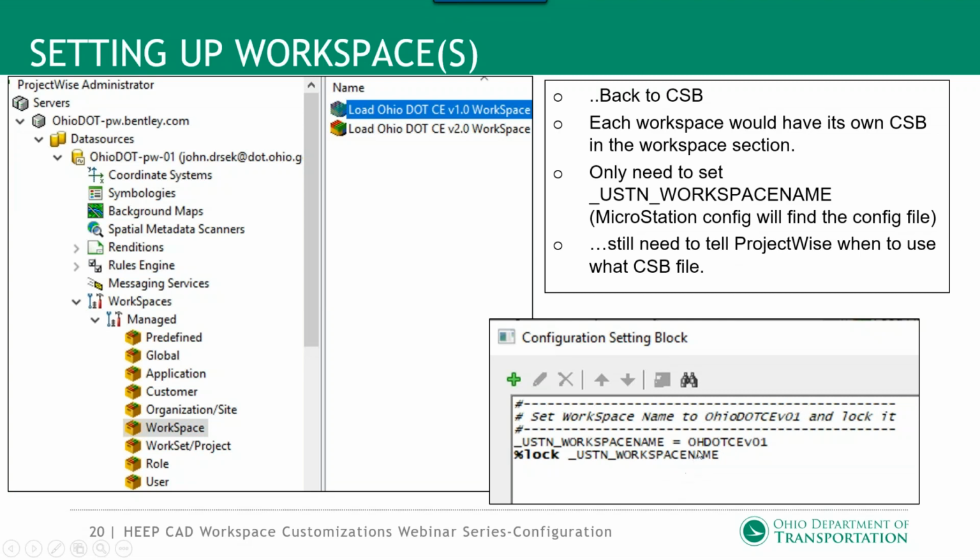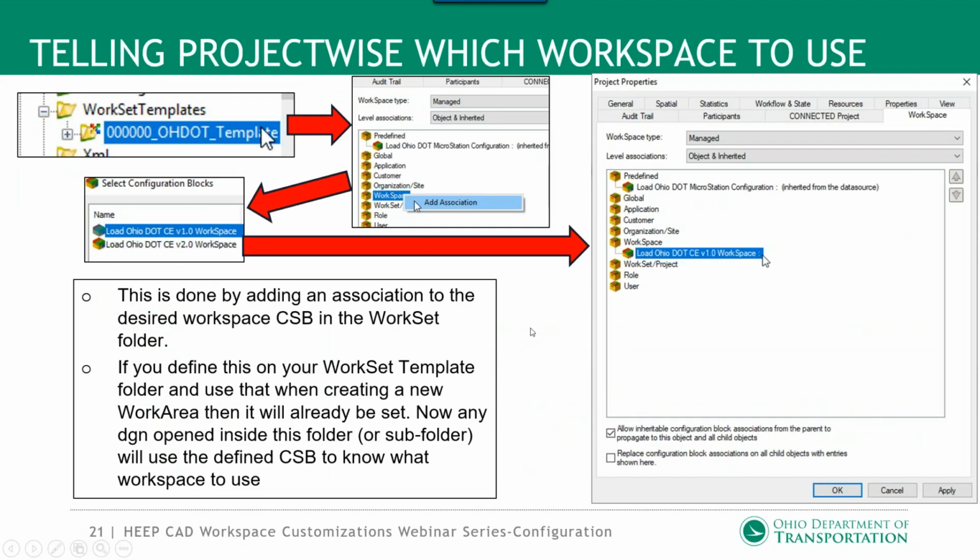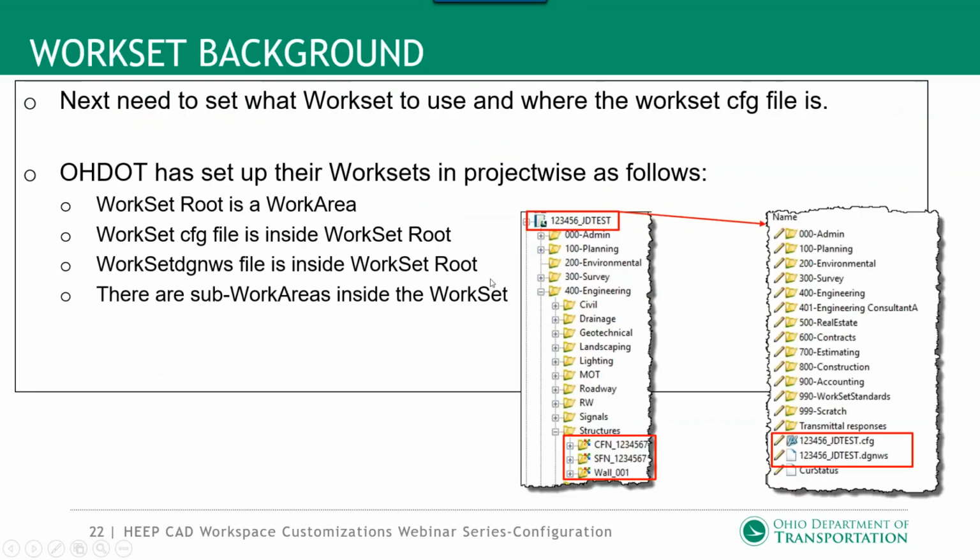Okay, so now this block file alone isn't enough, right? Just like before, we have to associate this with something. So what we're going to do here is add the association on our workset template folder. It's the same thing. You click on the properties, add association under workspace, select that workspace block file. Now when we create a new workset, we're going to use this template to create it, so that new workset is already going to know, okay, for this workset, I want to use this workspace. That's how you could get multiple workspaces into your managed workspace.